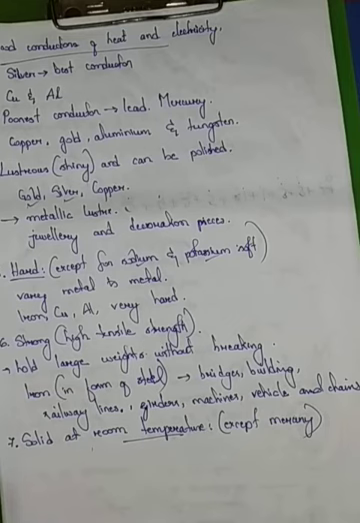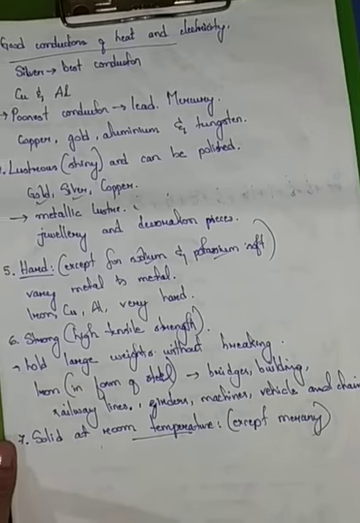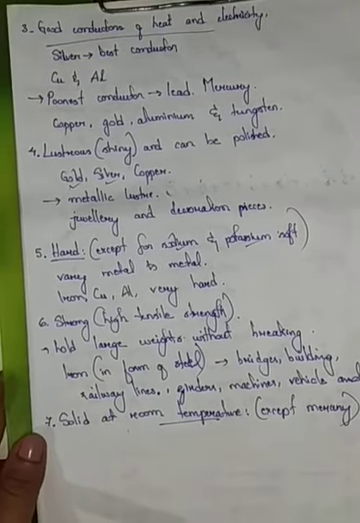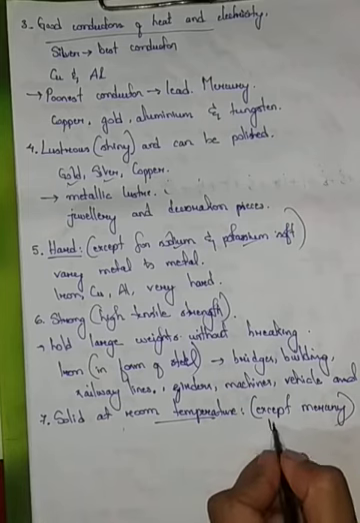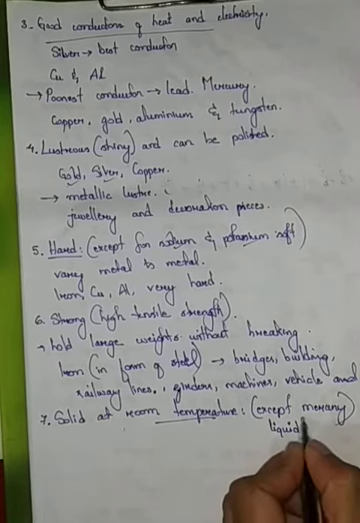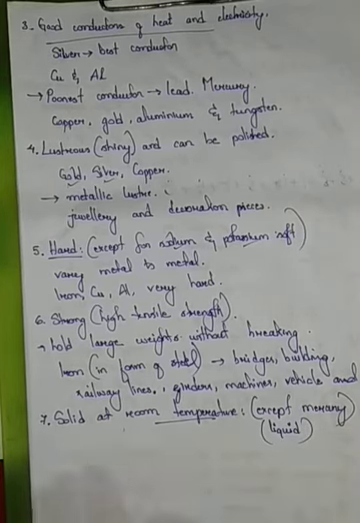Except for our mercury here, which is a liquid metal, all the metals, like iron, copper, aluminium, silver, gold, etc., are all solids at room temperature. The only metal which is liquid at room temperature is mercury. All the rest of the metals are solid at room temperature.